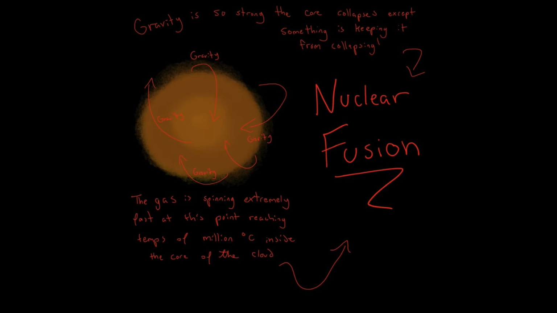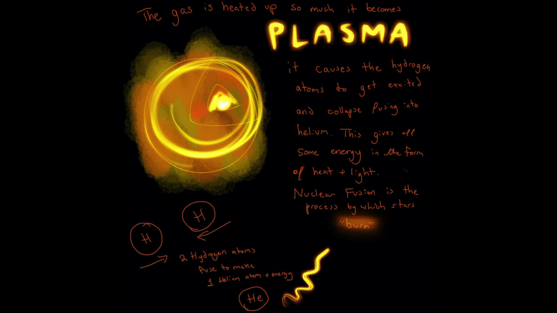Nuclear fusion. The gas is spinning extremely fast at this point, reaching temperatures of millions of degrees Celsius inside the core of the cloud. The gas is heated up so much it becomes plasma. It causes the hydrogen atoms to get excited and collapse, fusing into helium atoms. This gives off some energy in the form of heat and light. Nuclear fusion is the process by which stars burn. Two hydrogen atoms fuse to make one helium atom, plus energy.